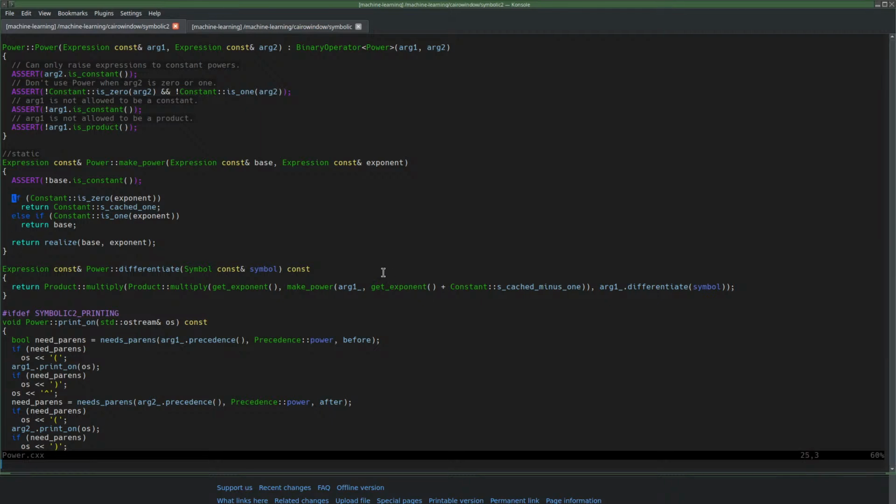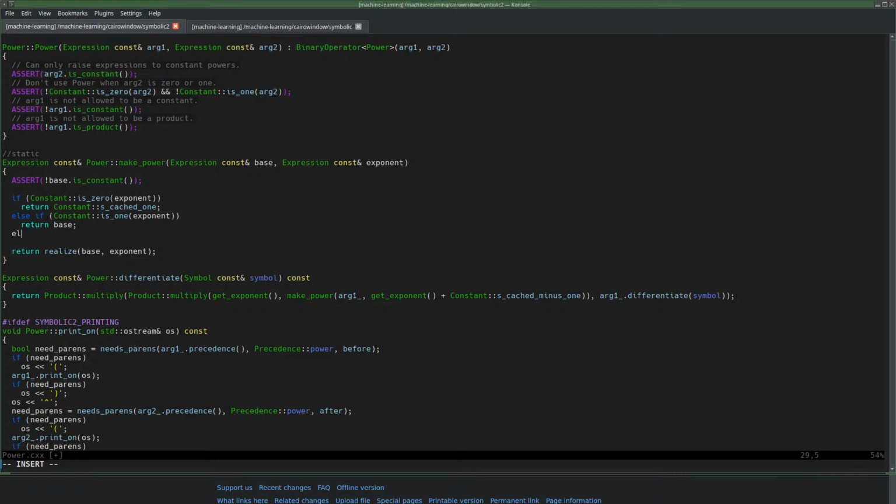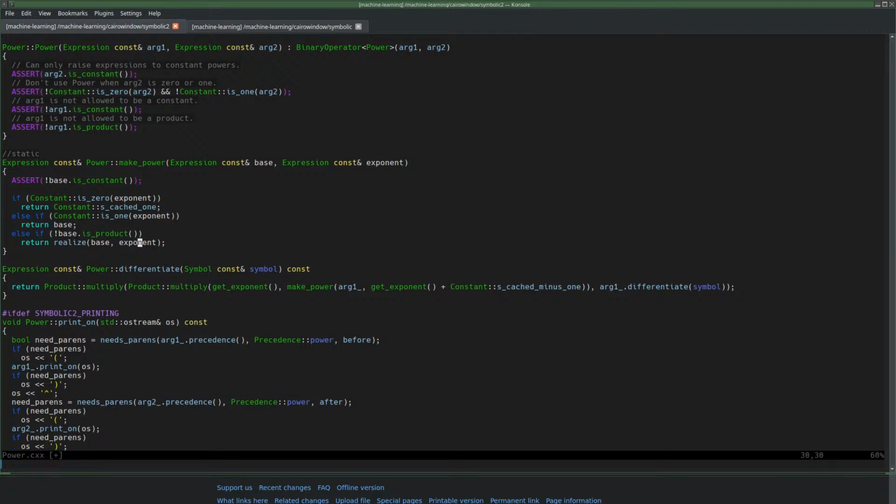Yep, so if the exponent is 0, then the result is 1. And if the exponent is 1, then we just return the base, which could be a product. And if it is neither, then we have to distribute it over a product, if it is a product. Say if not base is product, then we can do this.